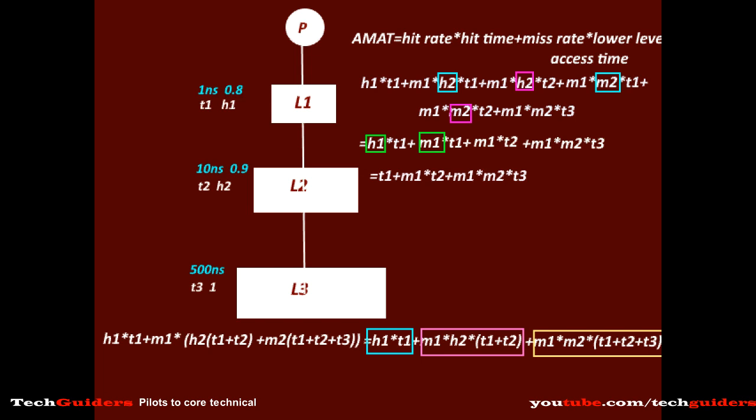Now we shall substitute. T1 is 1 nanosecond, M1 is 1 minus 0.8, 0.2, into 10, plus M1 into M2 is 0.1 into 500. That gives 13 nanoseconds. So if this is hierarchical access, then the average memory access time is 13 nanoseconds, which is a bit higher than the simultaneous access.